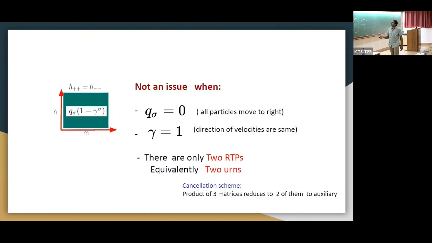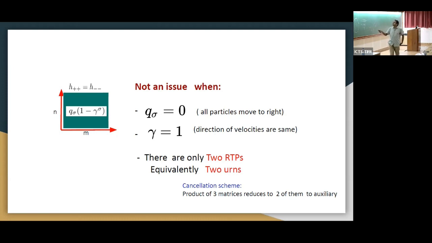Okay, but this is not an issue when q sigma equals 0, because when q sigma equals 0, or gamma equals 1, this becomes red. But q sigma equal to 0 means all particles move to the right. It's good, but useless, because it's just an asymmetric simple exclusion process in a ring.